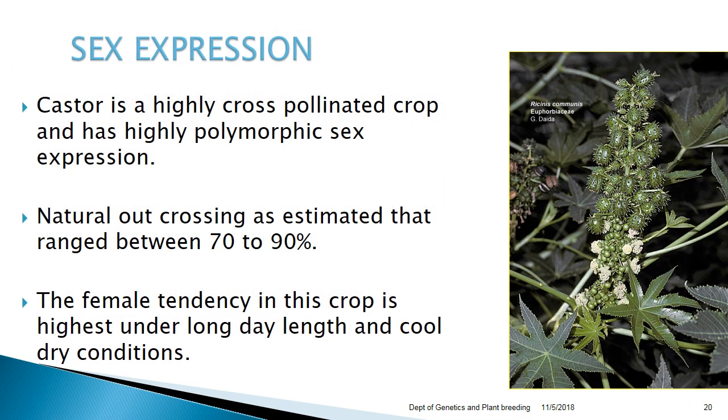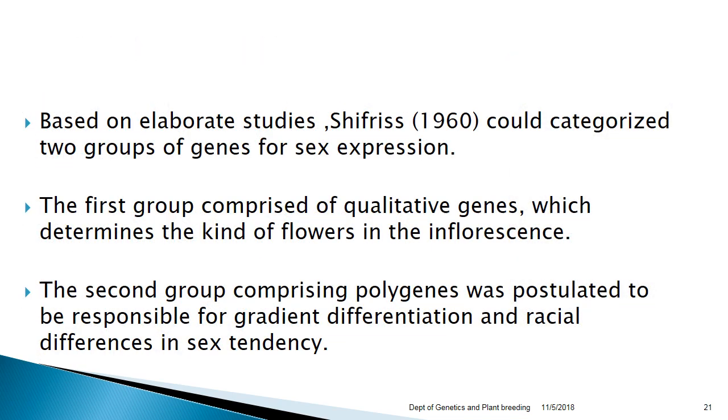Sex expression in castor. It's a highly cross-pollinated crop and has highly polymorphic sex expression. Natural outcrossing as estimated ranges between 70 to 90%. Female tendency in this crop is higher under long day length and cool dry conditions. Based on elaborate studies, it could be categorized into 2 groups of genes for sex expression. The first group comprises qualitative genes which determine the kind of flowers in the inflorescence. The second group, comprising polygenes, was postulated to be responsible for gradient differentiation and racial differences in sex tendency.